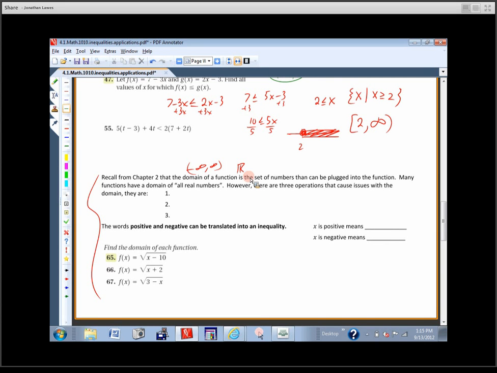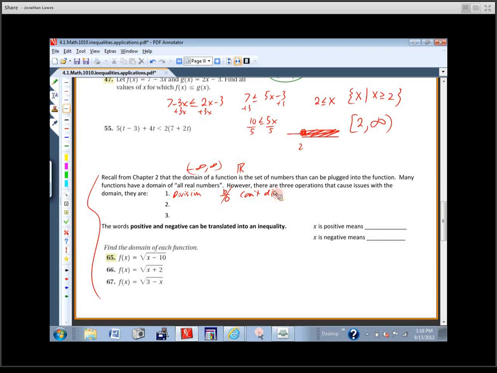But not all functions. So we talked about 3 operations that cause issues with the domain. Okay, you can't do this. It breaks some mathematical rules. What was the first one we talked about? Square root's one of them. The first one we talked about was x in the denominator, or in other words, dividing by 0. Okay, so we've got division. We can't divide by 0. That's not allowed.